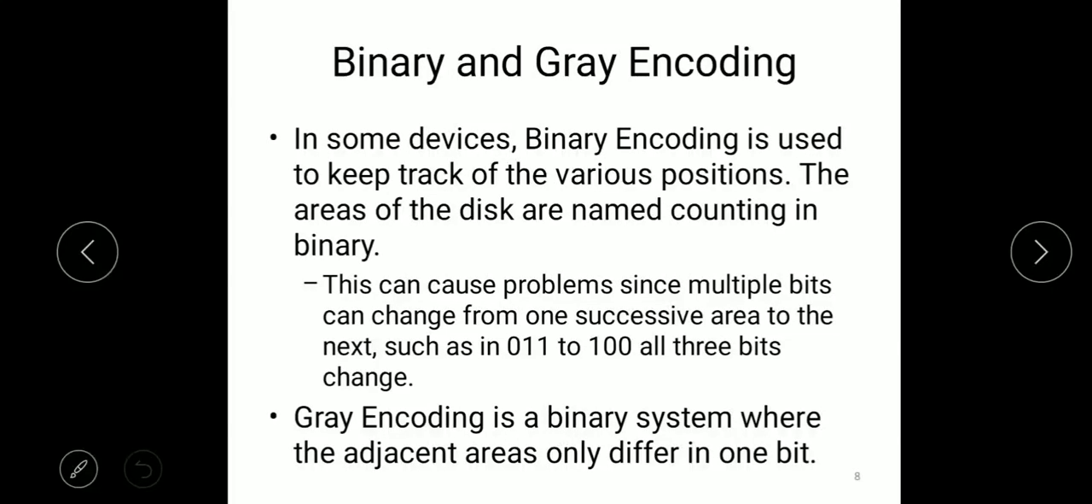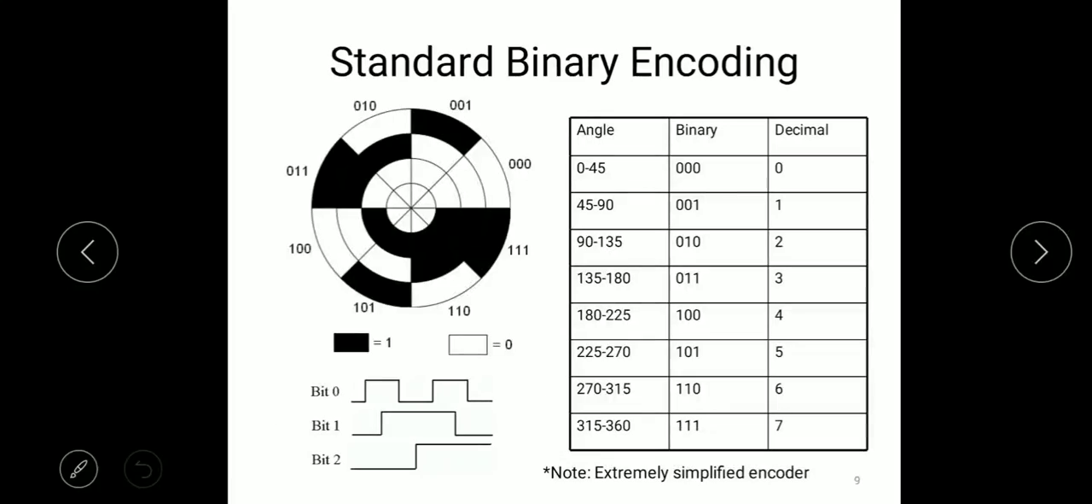But we have a problem: multiple bits can change from one successive area to the next, such as 011 to 100. Here all 3 bits are changed. To avoid such problems, gray coding is mostly used, where adjacent areas differ in only 1 bit. So let me explain.